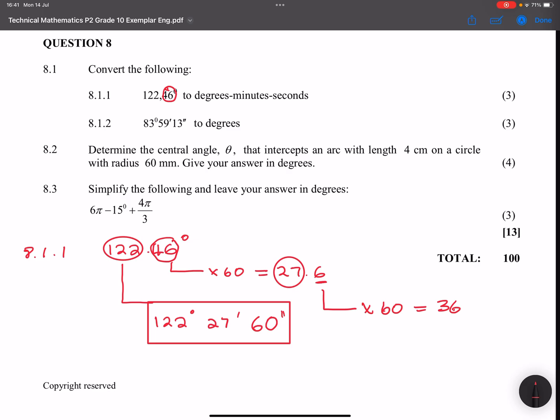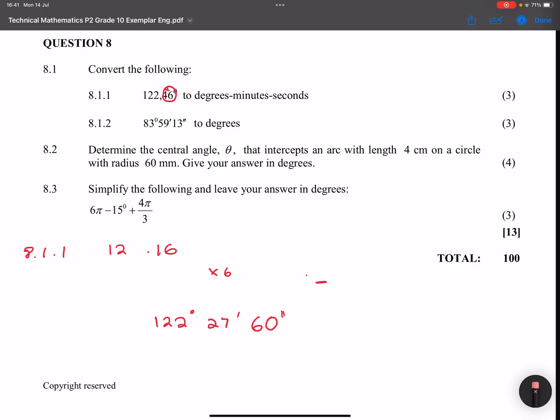By the way, there is also another way to reverse this process. Let's look at 8.1.2, and that will be a way for us to see how to go about reversing this principle. Firstly, they said to convert all of this into degrees. So how do we do that? Firstly, we know that we've got 83. Remember, these always represent degrees. When we were doing the previous question, we multiplied by 60, so now we're going to take that and actually divide by 60.